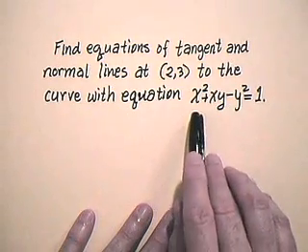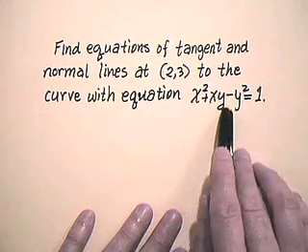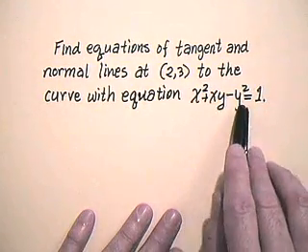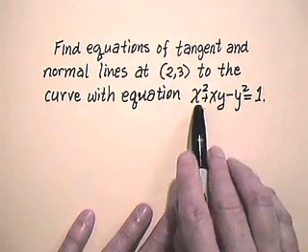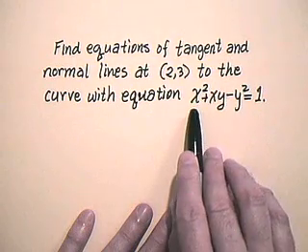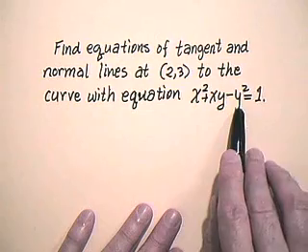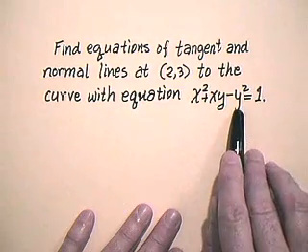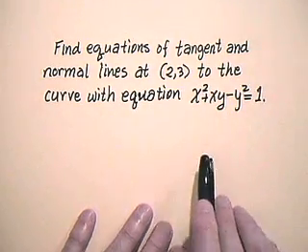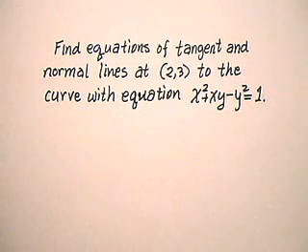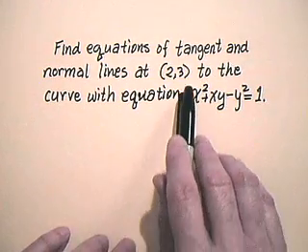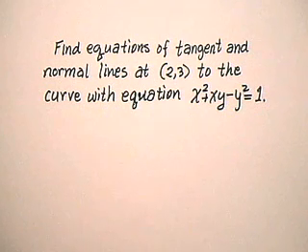Notice if I take x and replace it by 2 everywhere and take the y and replace it by 3 everywhere in this equation, I get 4 plus 6 is 10, minus 3 squared, well, 10 minus 9, that's 1. And so the point (2, 3) satisfies the equation. It's a point on the curve defined by that equation. And so we want to find the equation of the tangent and normal lines at that point.